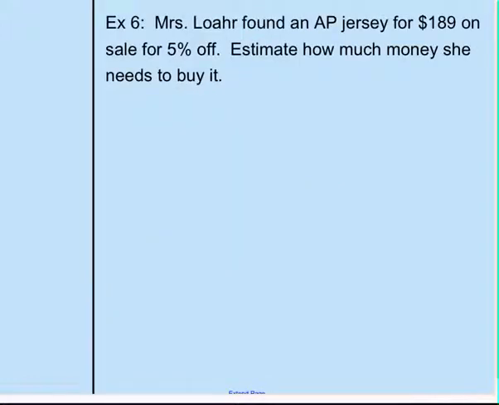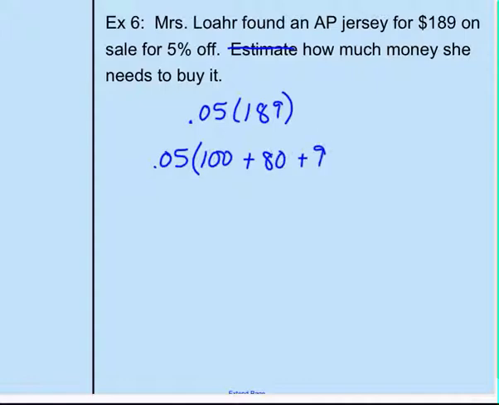Last question. This time we are looking at percent off. But remember, when you multiply a percent by a number, you turn it into a decimal. So this time I'm going to have 0.05 times 189. And instead of estimating, we are going to find out how much money I paid for it. So I'm going to stick with my 0.05. There's only one significant figure, the 5. And I'm going to do 100 plus 80 plus 9.